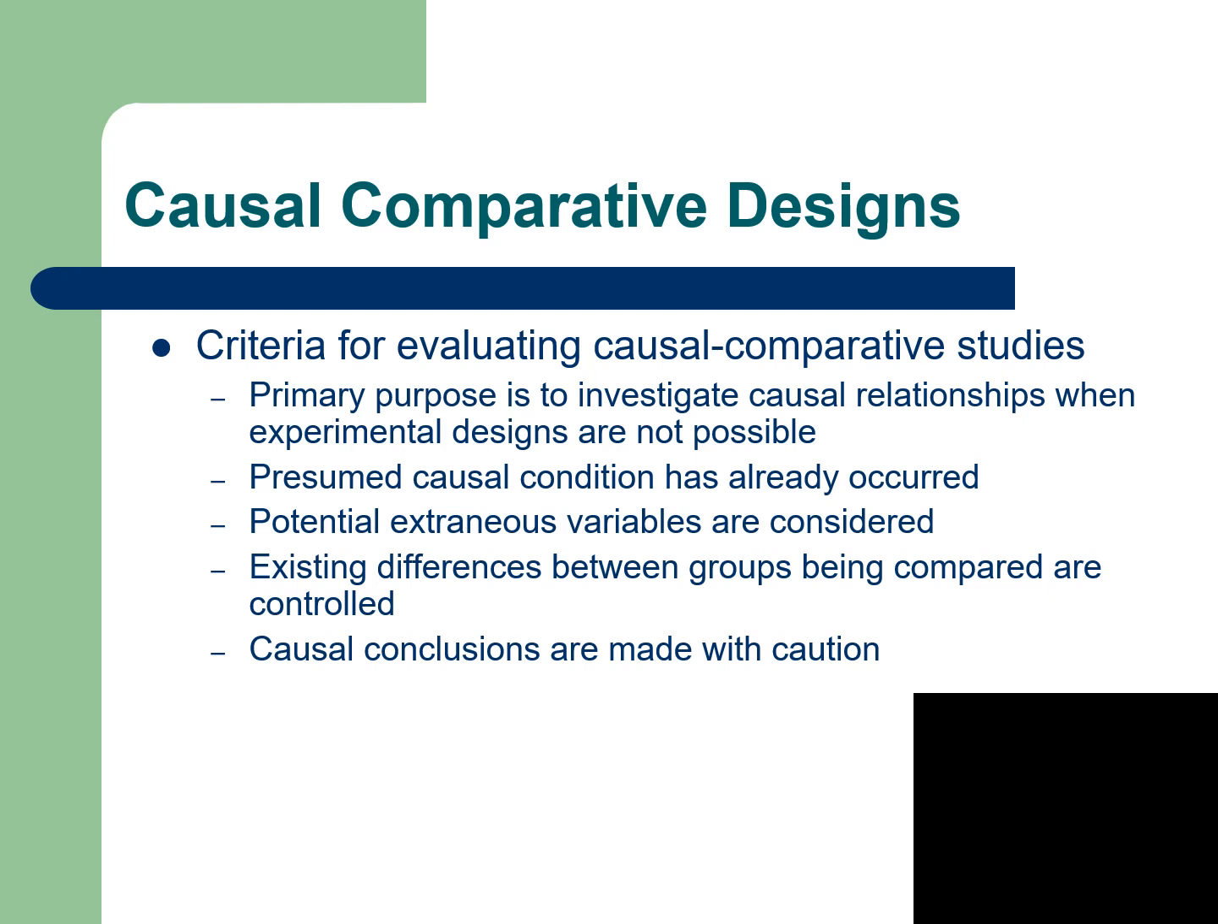Potential extraneous variables are considered. You need to take into account any extraneous variables, any other variables that can affect this condition. Existing differences between groups being compared are controlled. For example, if we assume that there will be a difference between males and females, you have to test the model, one model for male, another model for female. Causal conclusions are made with caution. You have to be very, very careful when it comes to the conclusion.